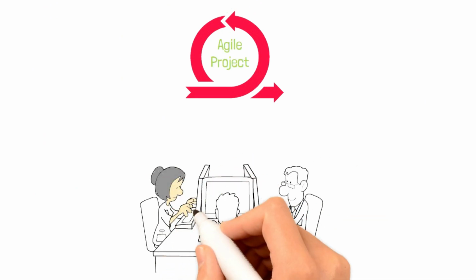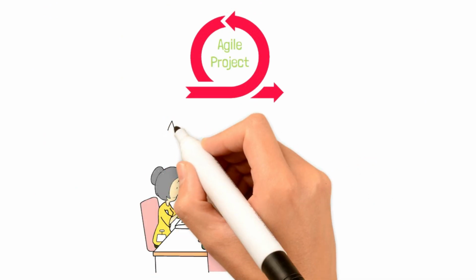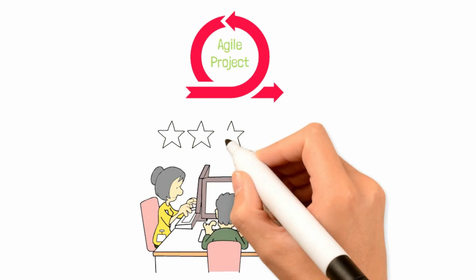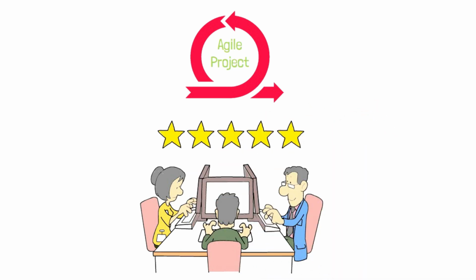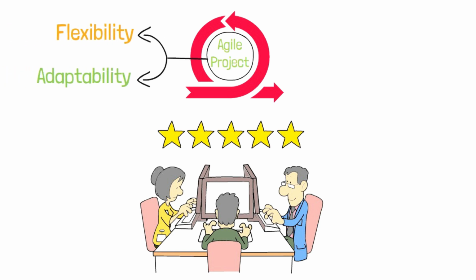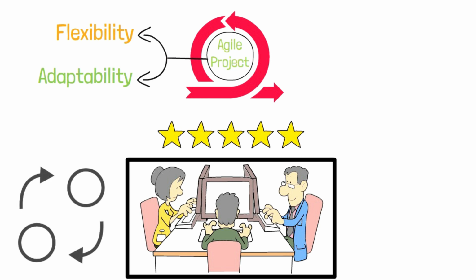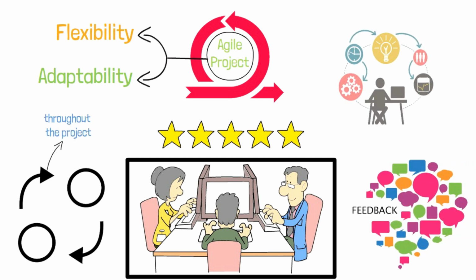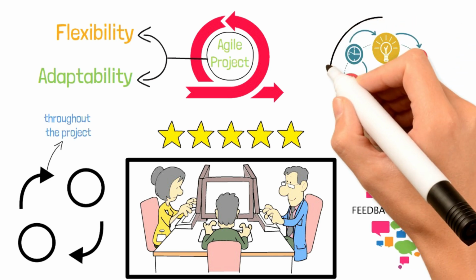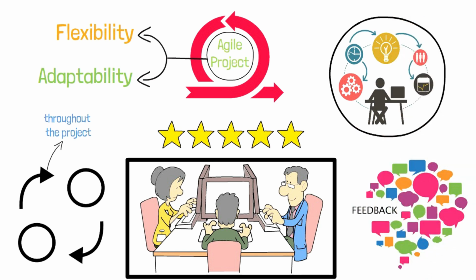This is how in Agile projects, the team works closely with the customer or end user to ensure that the final product meets their needs and expectations. Agile projects prioritize flexibility and adaptability, and the team is empowered to make changes and adjustments throughout the project based on feedback and changing requirements across the entire life cycle of the project.